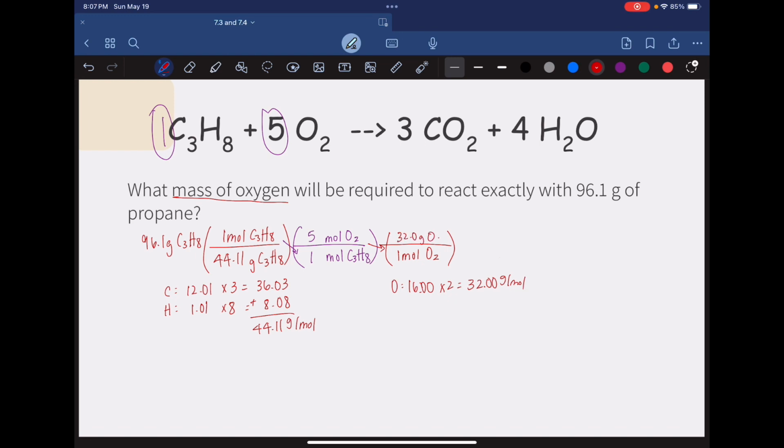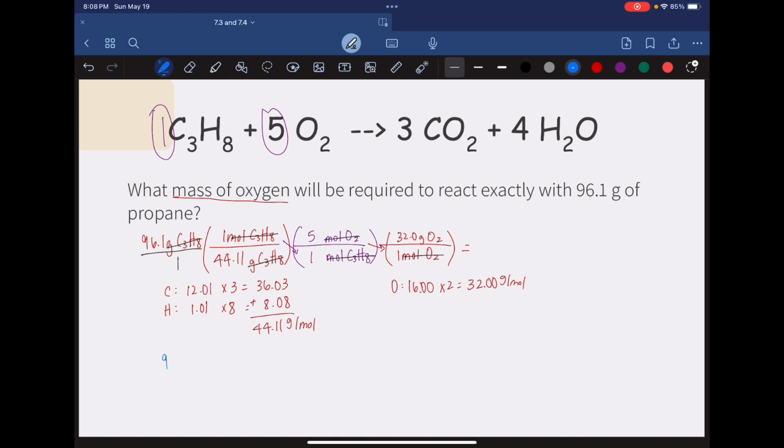32.0 grams of O2 will be at the top. To make sure I set this up correctly, I can make sure everything cancels, right? So grams of propane, moles of oxygen, leaving me with grams of oxygen. Now remember, if you're not sure how to put this into the calculator, you can type it in how it is, because these are all fractions.